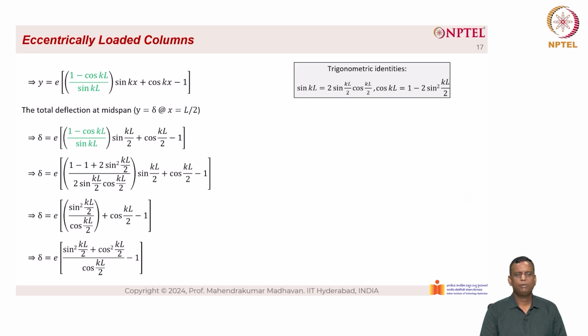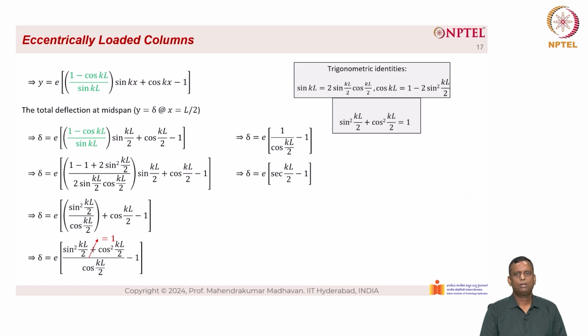We take LCM, and we have delta equal to e into sin square kl by 2 plus cos square kl by 2 over cos kl by 2, minus 1. We also know the identity sin square theta plus cos square theta is equal to 1. So, we substitute 1 here. So, delta equal to e into 1 by cos kl by 2 minus 1. 1 by cos is secant. So, we have delta equal to e into secant kl by 2 minus 1.